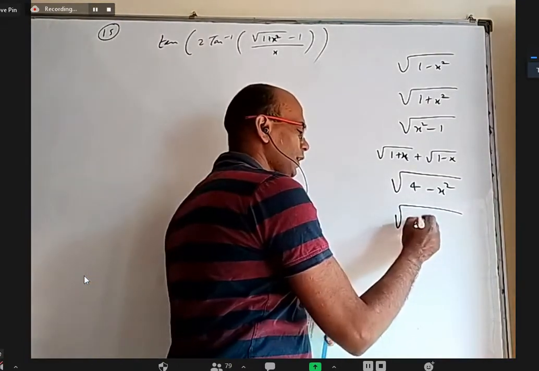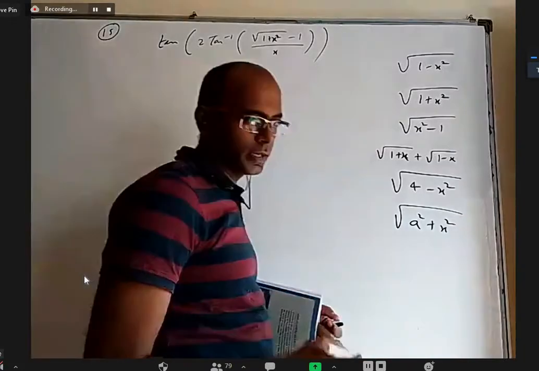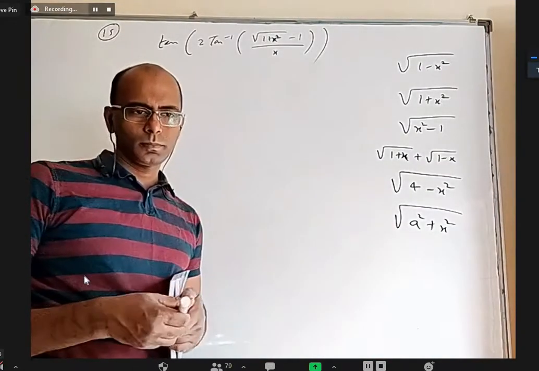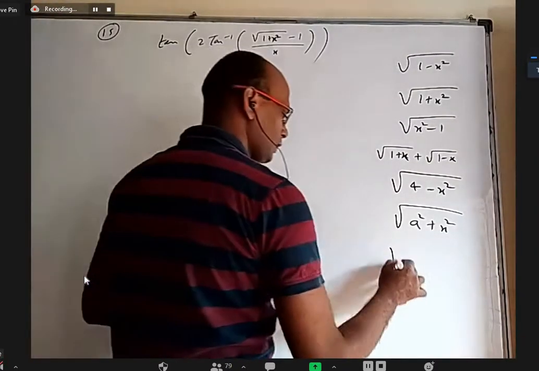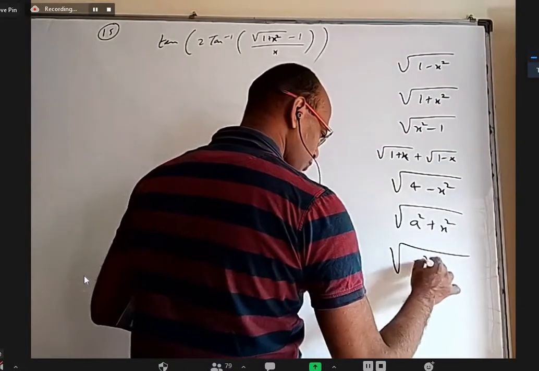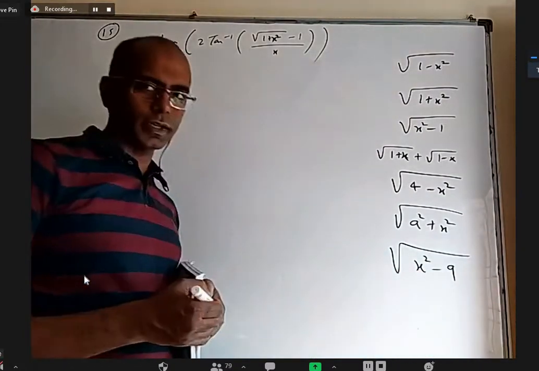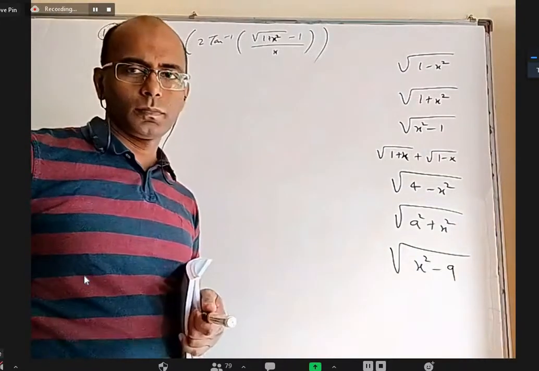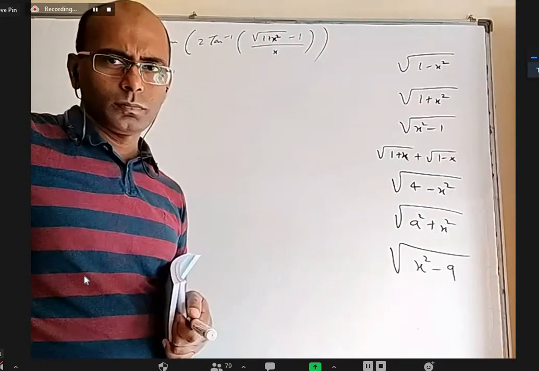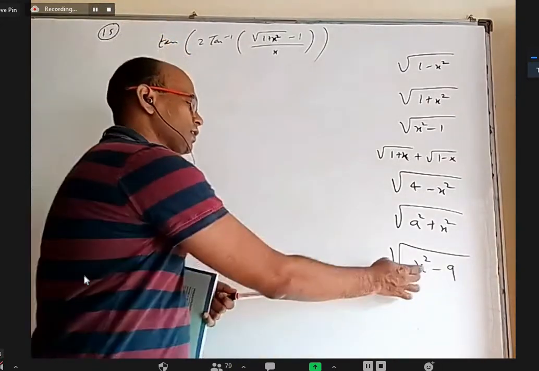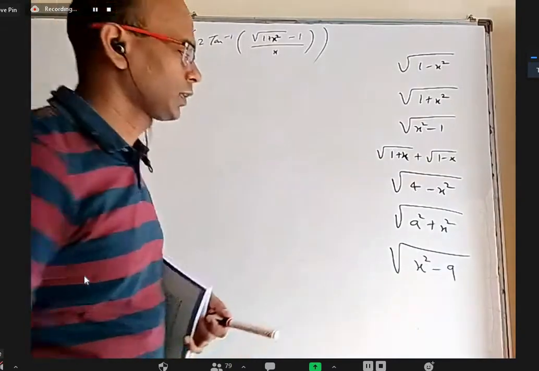If I have root a square plus x square, what should I take x as? A tan theta. Yes, a tan theta. If I have square root of x square minus 9, what should I take x as? Three secant theta. Yes, 3 secant theta or 3 cosecant theta. You can take that.